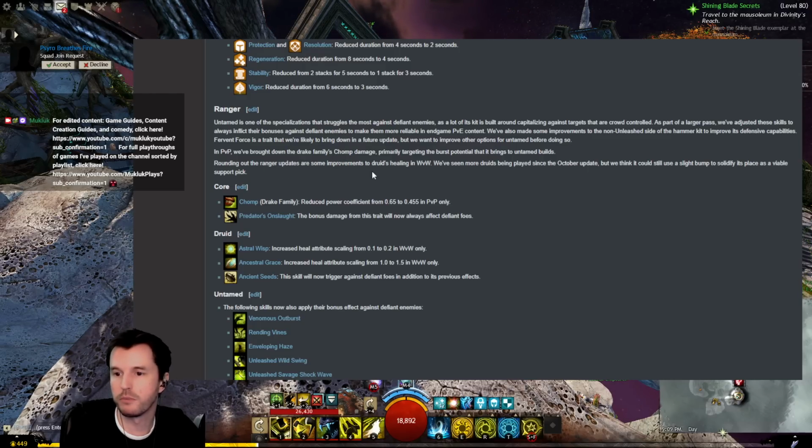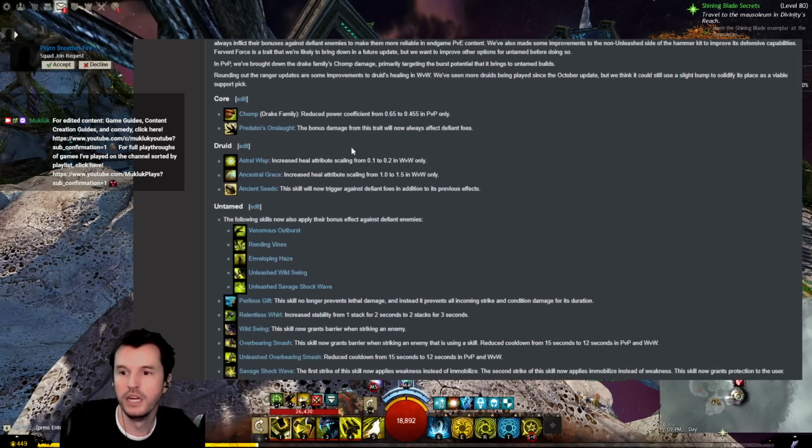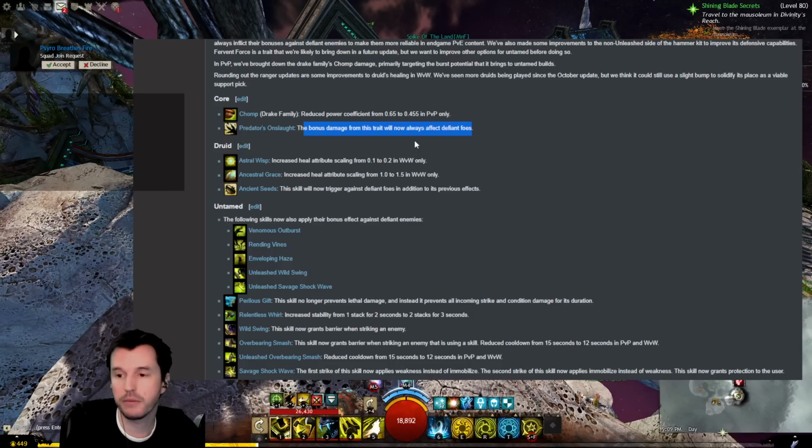Rounded out the Ranger updates with some improvements to Druid healing in World versus World. We've seen more Druids being played since the October update, but we think it could use a slight bump to solidify its place as a viable support pick. So Chomp got a nerf in PvP only. Predator's Onslaught, the damage bonus from this trait, will now always affect Defiant foes. Again, that's basically a boss that can't be stunned.